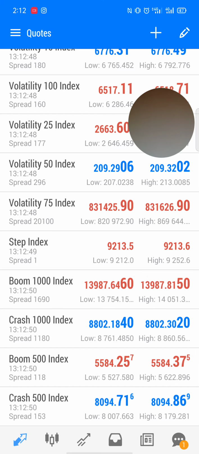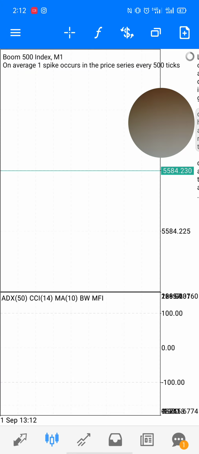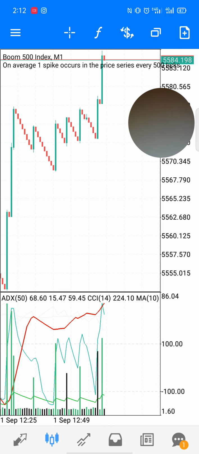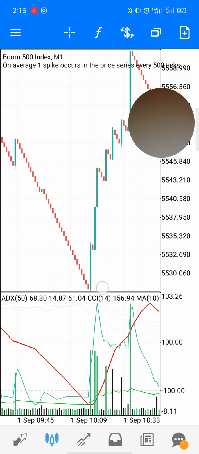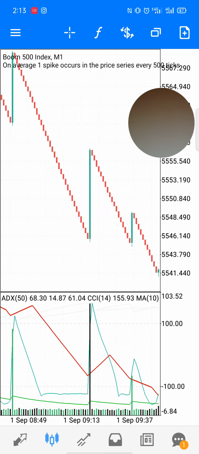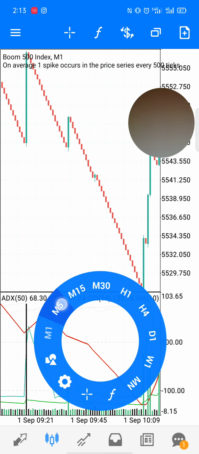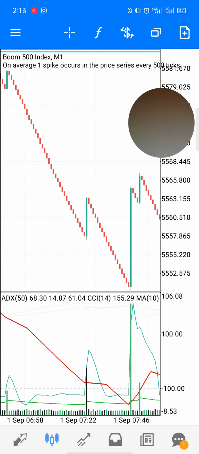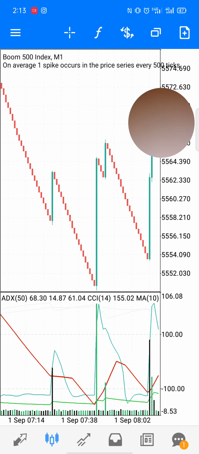Let me show you for Boom 500. Boom 500. It's a very powerful strategy, guys. Same way, just like Boom 1000. As soon as it crosses below, it spikes. You can see. I'm showing you more examples of it.